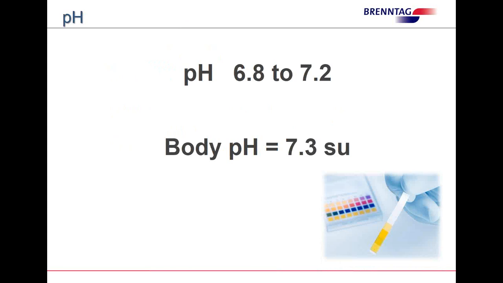Okay, let's talk about pH. Typically, a wastewater system is going to run at about 6.8 to 7.2. That's where it should run optimal. Our body pH runs about 7.3. And I have talked to my doctor about this, and he said if your body pH gets messed up, you are probably not feeling very good at all.